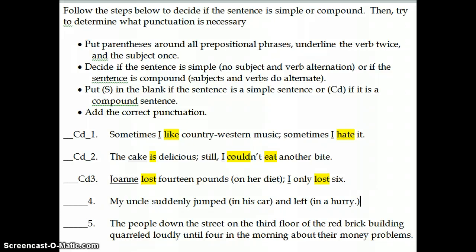Next step is to identify any verbs. Jumped is a verb. I'm going to highlight it. And left is also a verb, so I'll highlight it as well. And then we have to determine what subject goes with those verbs. So who jumped and who left? Well, uncle is the person who did that action. So uncle is the subject, and uncle did both of those actions. He jumped and he left. So in this case, we don't have subject, verb, subject, verb. All we have is a single clause. So this is a simple sentence.